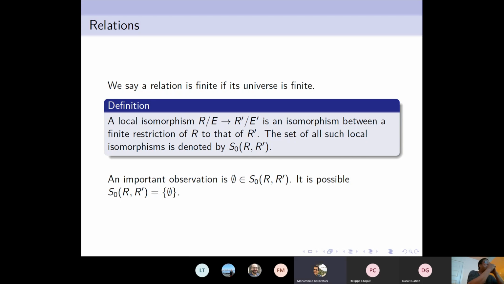Here, are E and E prime two separate sets, or is E prime a subset of E? No. E and E prime are independent. So this isomorphism, is it an isomorphism as a universe to universe? Because you haven't defined isomorphism. You have defined both. First, we find a subset from E and a subset from E prime.